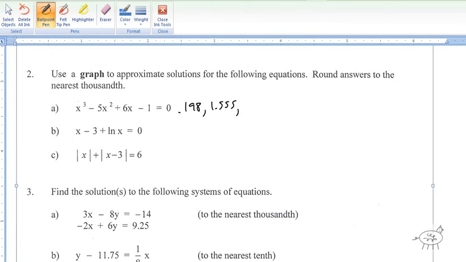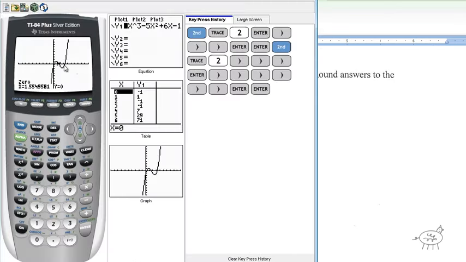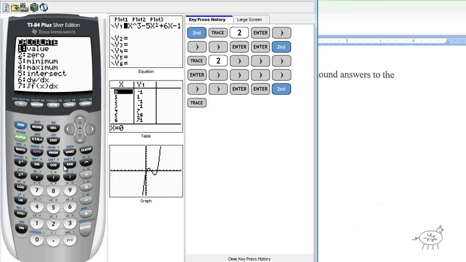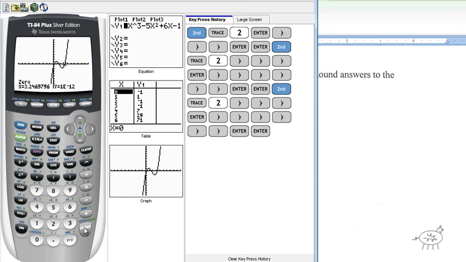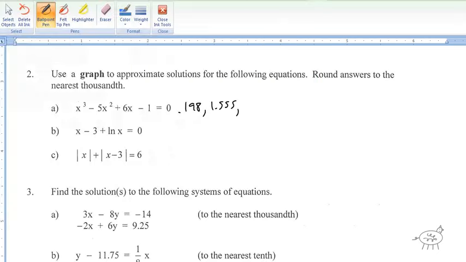The other answer is going to be right over here where it's crossing. So again, second, calculate, 2 for 0. Let's make sure we're on the other side of it. Here's the left bound. We go to the right side and do the right bound, hit enter again, and it's 3.247. That's it. So that's pretty easy.